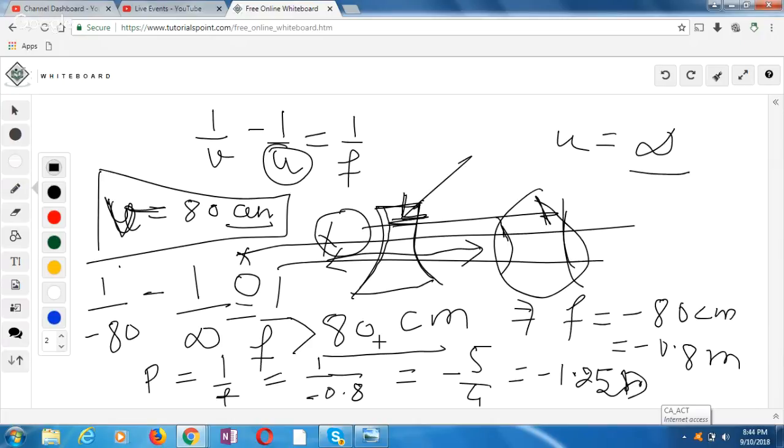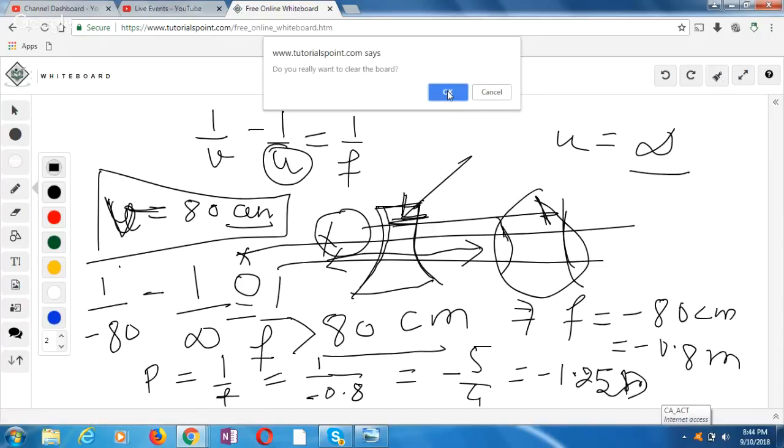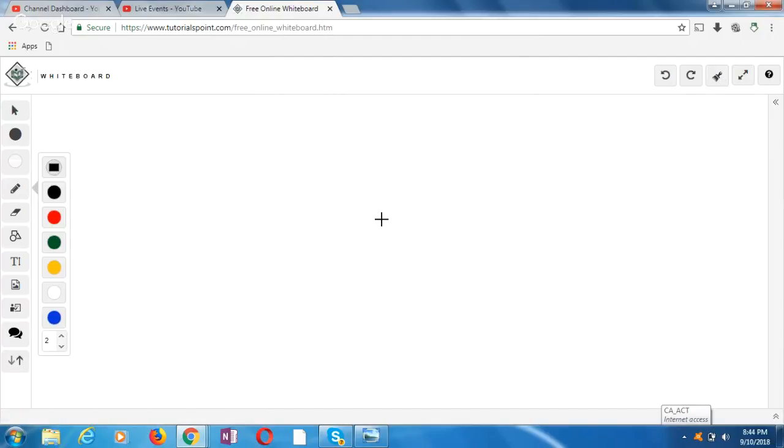Okay, next question. Next question is, the near point of a man with hypermetropic eye is 1 meter. What is the power of the lens required to correct this defect? Assume that the near point of the normal eye is 25 centimeter.